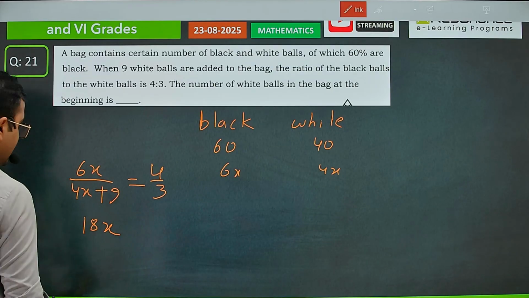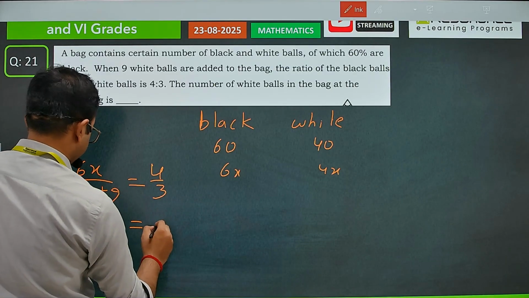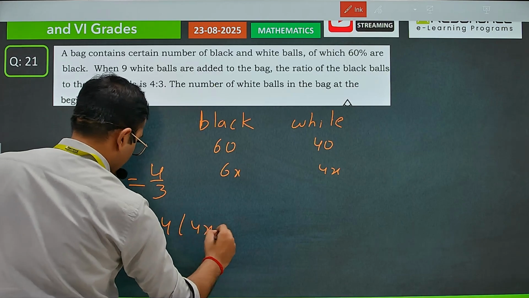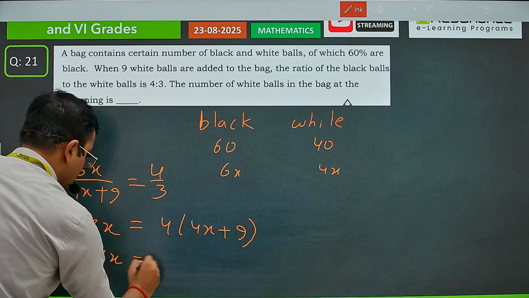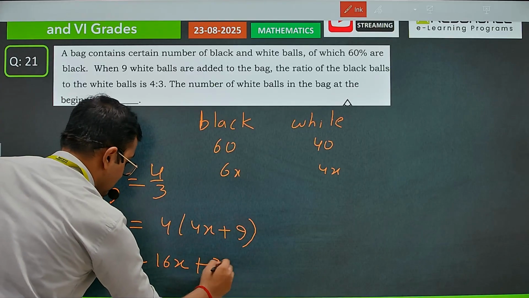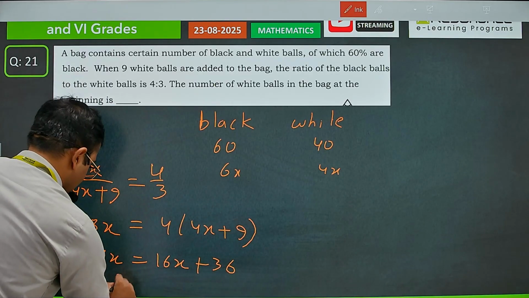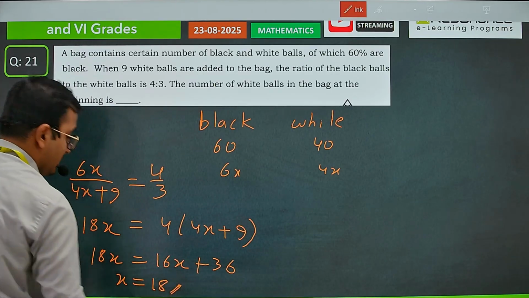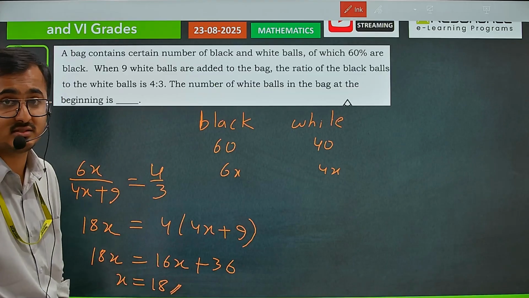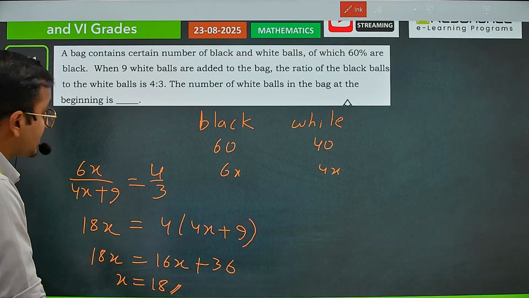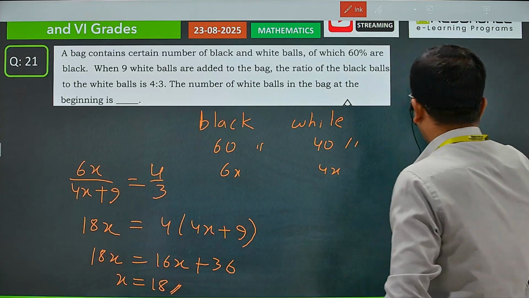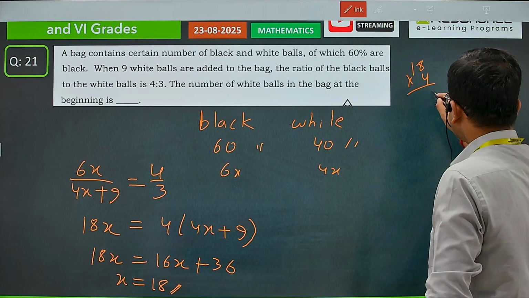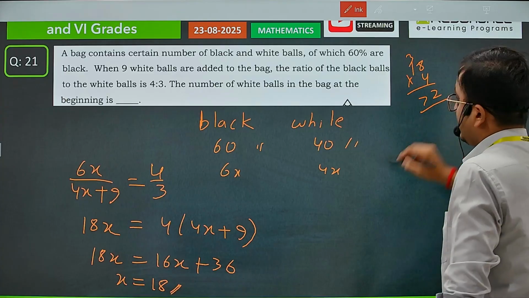Directly we will get the answer, which is 4 into 4x plus 9. So that is 18x is equal to 16x plus 36. Again, x value is 18. So both ways we are not getting any difference in the x value. But for the ratio which I did initially, 18 into 4 would give us 72. That's it.